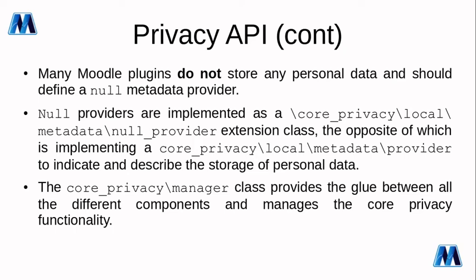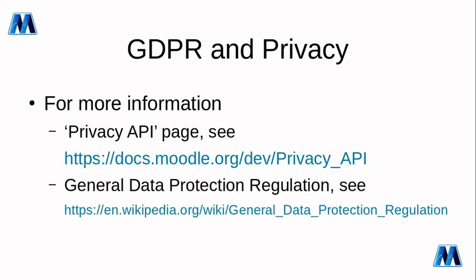So if you don't store personal data, then you have to define a null metadata provider, and null providers are implemented by implementing the null provider class in that namespace, which is the opposite of defining an extension to the provider class. And then you have a manager class that provides the glue between these two different components of the privacy functionality. For more information about the GDPR and privacy, there are some links there for you to have a look at. I'm going to take this opportunity to actually integrate the Privacy API into our authentication plugin.